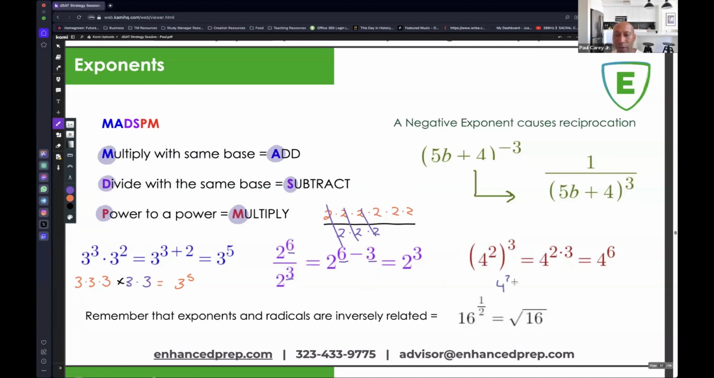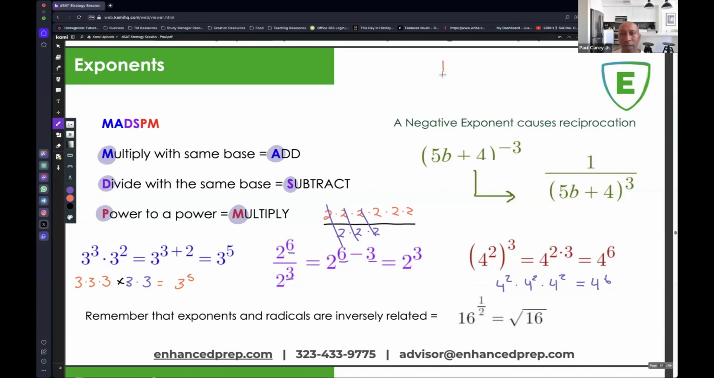So that means we have 4 squared times 4 squared times 4 squared, which, again, if we're thinking about that addition part as well, gives us that this is going to be 4 to the 6. The only other big thing to keep in mind is that if you ever have a negative sign, all that does is flip it from the top to the bottom.